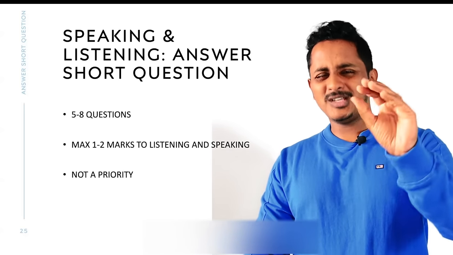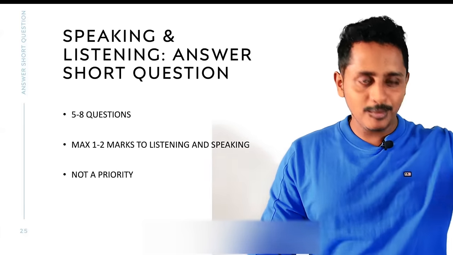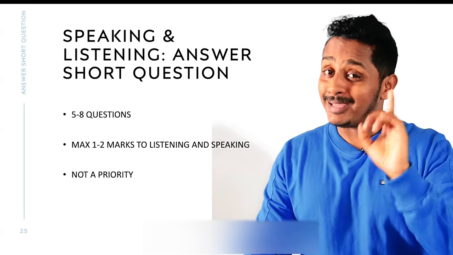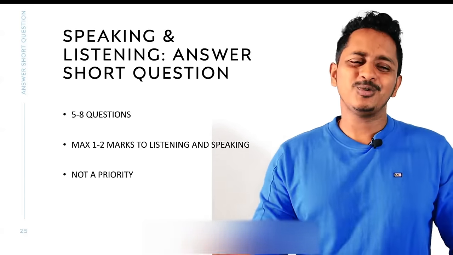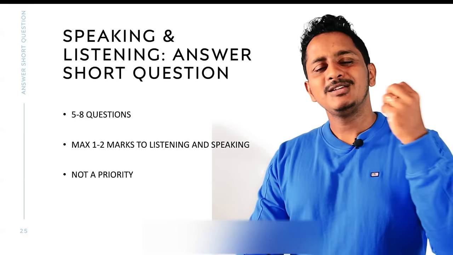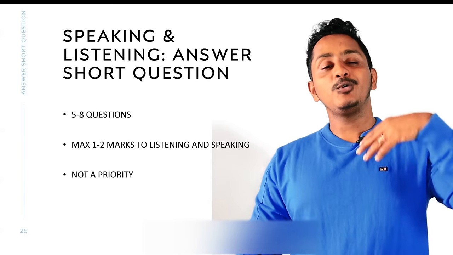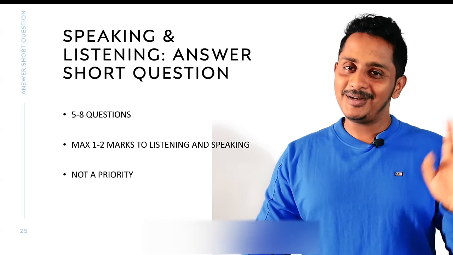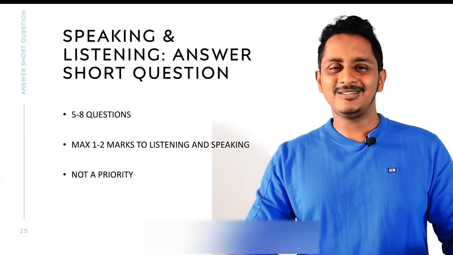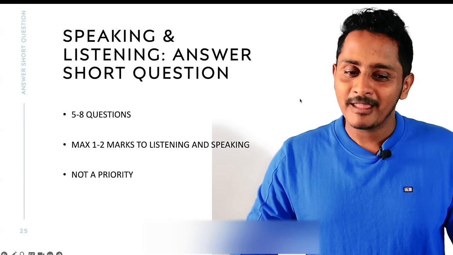5 to 6 or 8 questions. Usually 5 to 6 questions will come. Put together, you may get 1 mark, may, or mostly it's a dummy module. You don't have to prepare for this. Just say if you know the answer. If you don't know the answer, speak something relevant to the question. If you don't know anything about the question, repeat the question or have an answer ready: I don't know, and click next. This is not a module to be worried about.